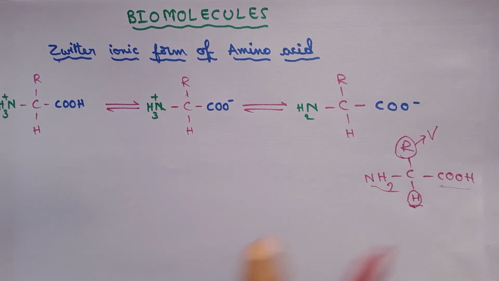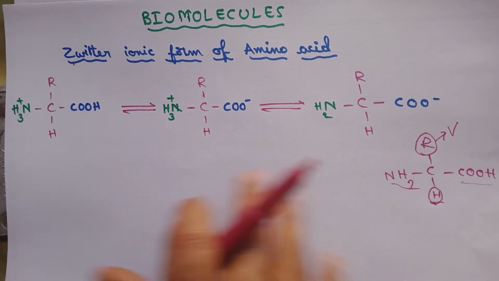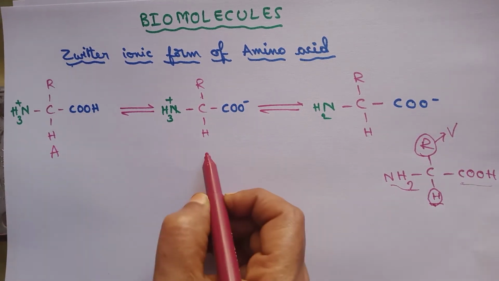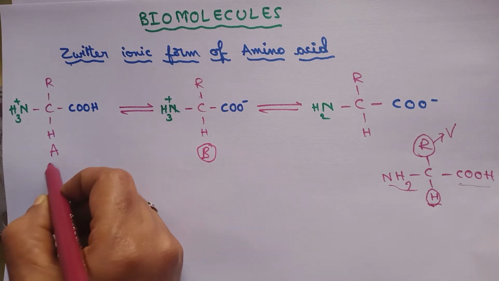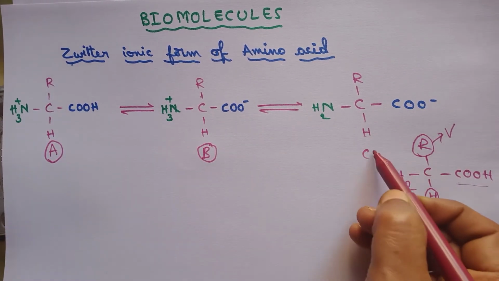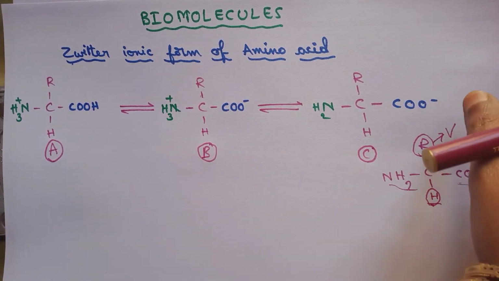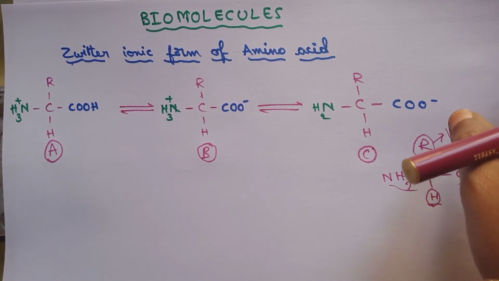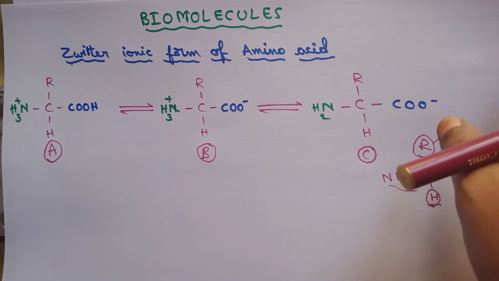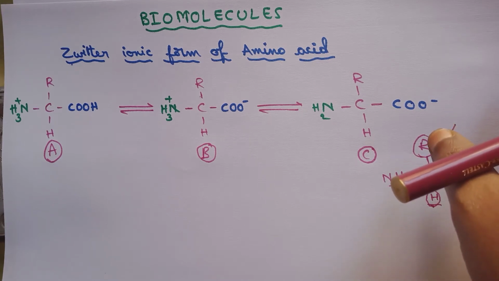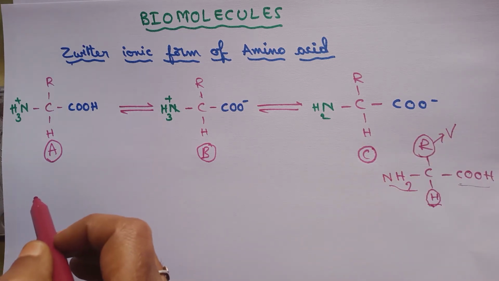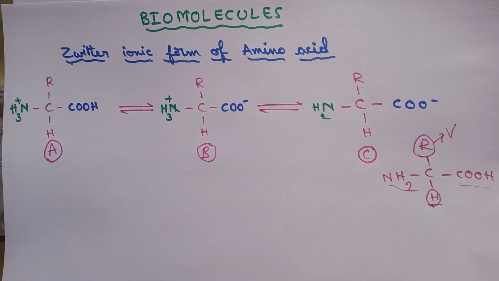Okay, so here the amino acid forms different structures, that is, the A form according to NCERT, B form and C form. It forms different structures when the amino acid is present in a solution having different pH. So the structure of an amino acid depends upon the pH of the solution in which that amino acid is dissolved. Okay, now let's see the pH scale first.